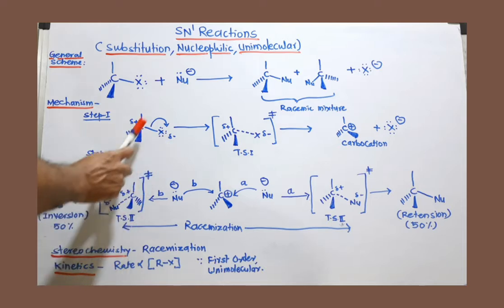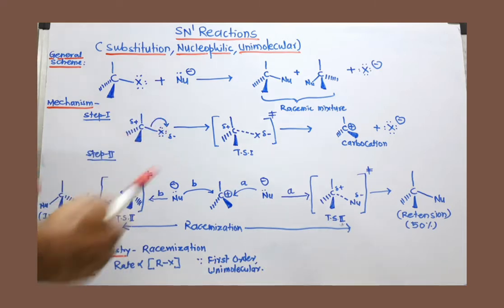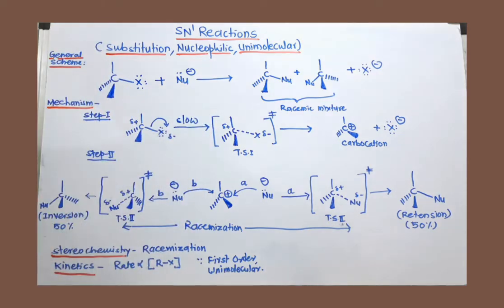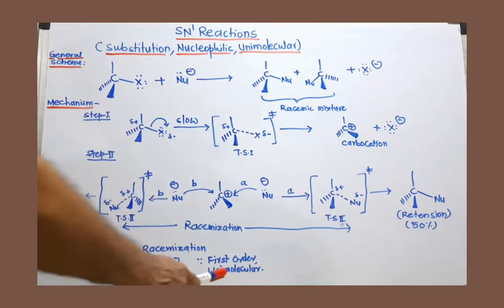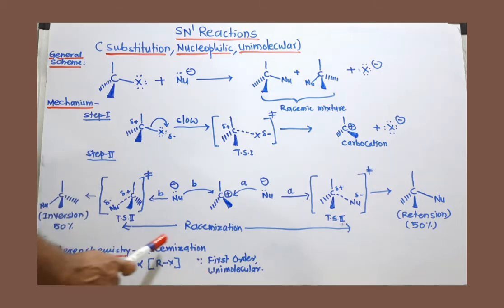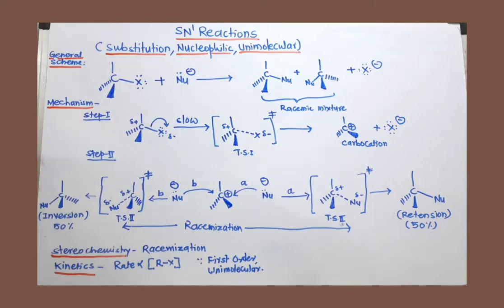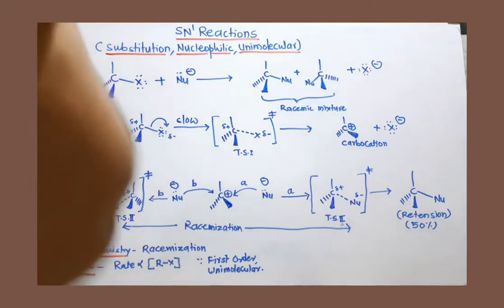So the first step is actually the slow step, and the slow step is the rate determining step. So you can write here slow step. So if you put that value in the rate equation, the order is 1. So this is a first order reaction and only one molecule is involved in the rate equation. So this is a unimolecular reaction. That's why the word unimolecular is written. So the kinetics is first order unimolecular reaction and the stereochemistry is racemization. But in case of SN2, that was 100% inversion in configuration.